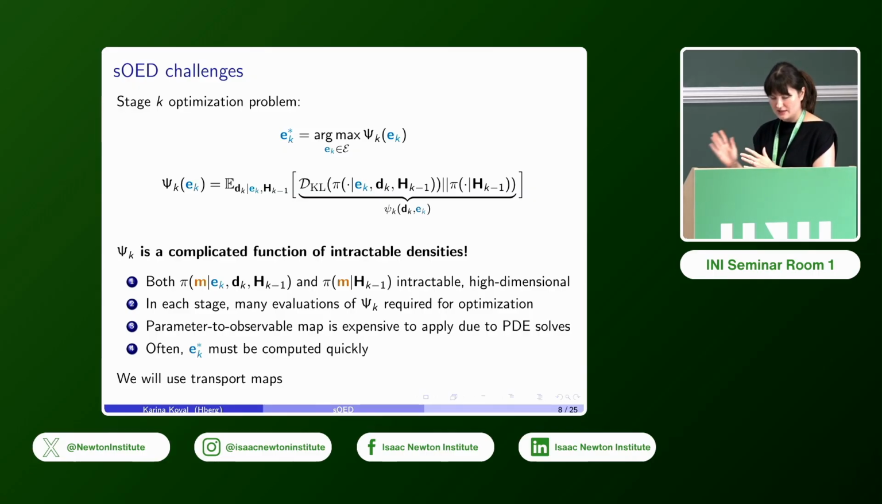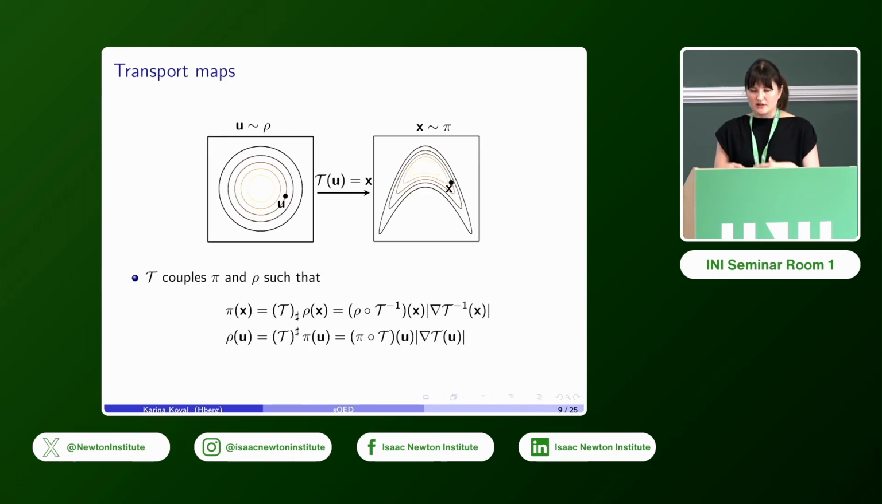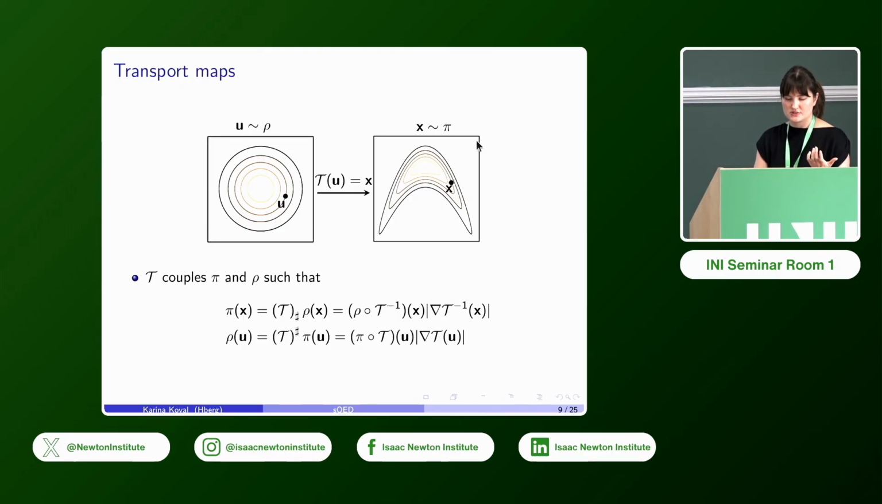And the way that we're going to alleviate these challenges is by using transport maps. Transport maps allow you to define a coupling between different distributions. So if you can find a map T that allows you to transform samples U distributed according to a very simple reference density, just a standard multivariate Gaussian, to samples X distributed according to your target intractable density, then you can obviously obtain samples from this density, but also evaluate the density at those samples via these push-forward and pull-back operators, which are just change of variables formulas.